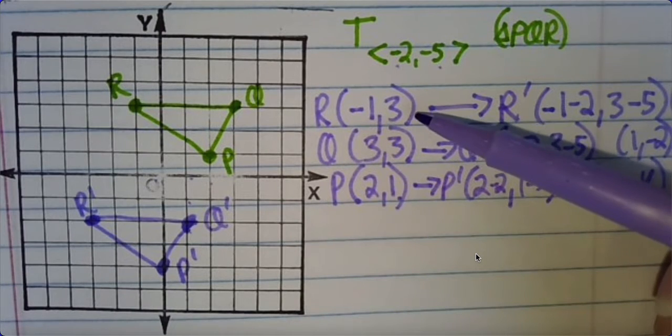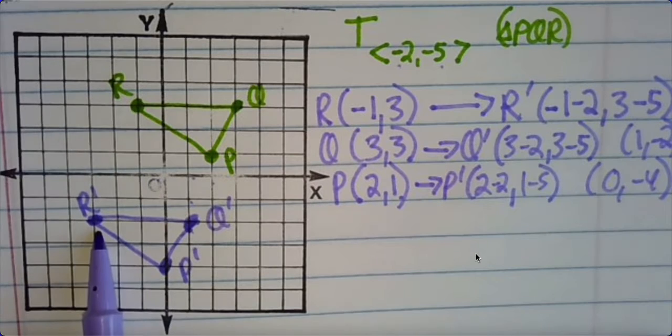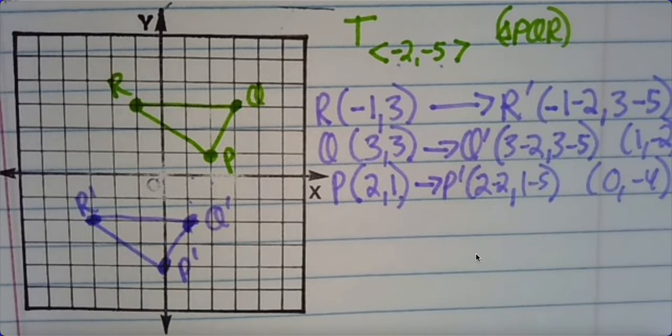Or the way that I think of it is I'm going to go to the left 2 and down 5. I'm going to go to the left 2 and down 5. And that's my new image.